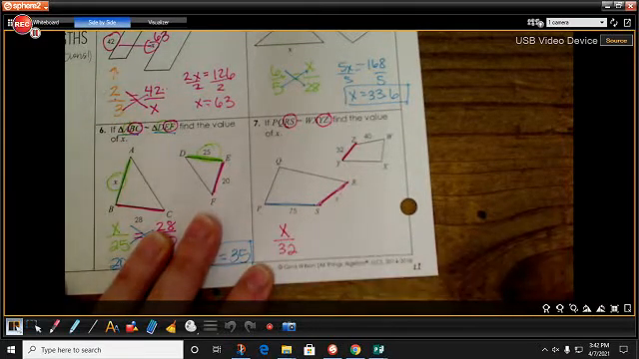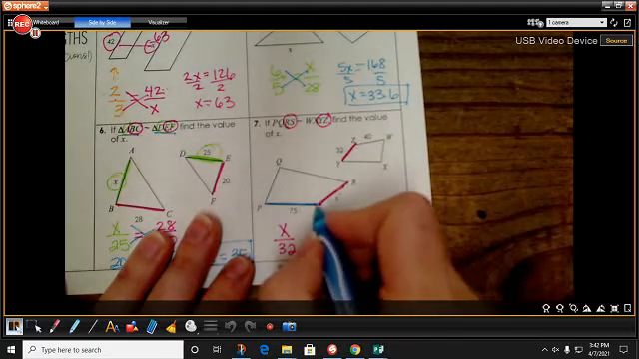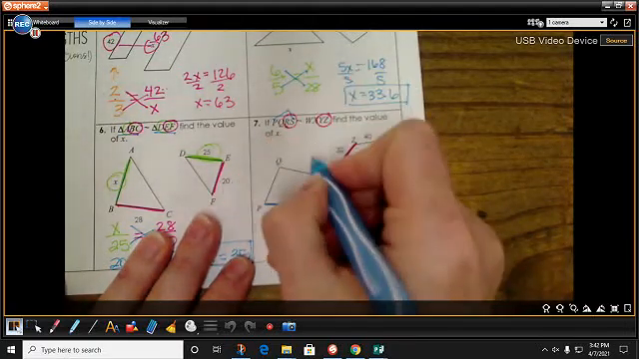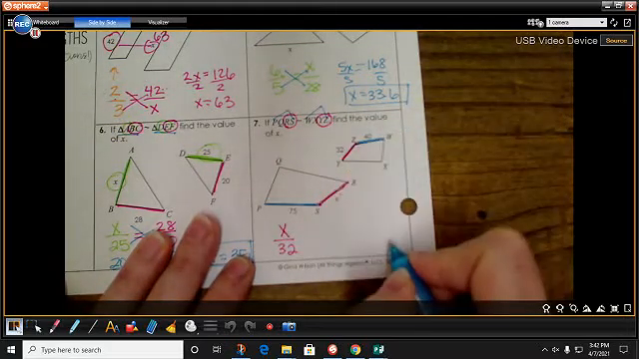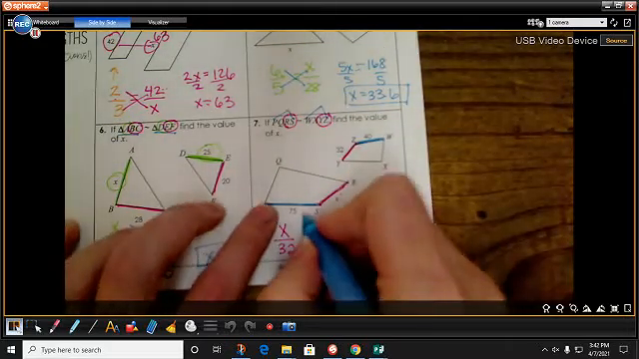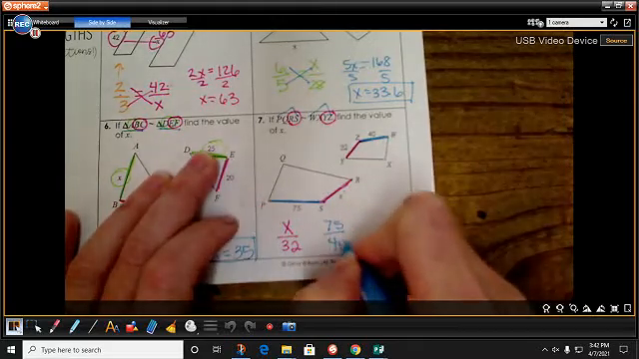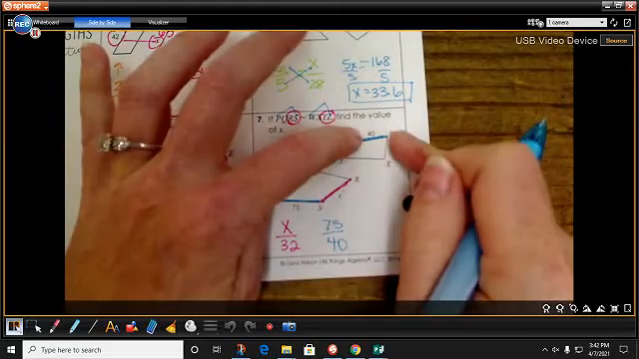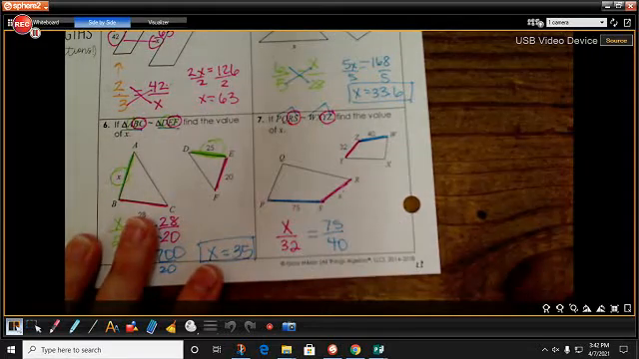Then I go, okay, PS, which piece should PS go to? Well, P connected to S, so Z should connect to W. So that's going to be this piece. So that means I'm going to take the 75 and put it with the 40. Remember, this one is always going to come before this one in my ratio. Always do the same side first. And so this sets up my ratio.